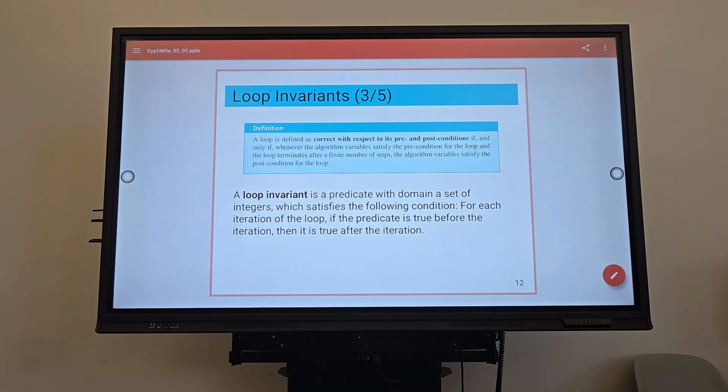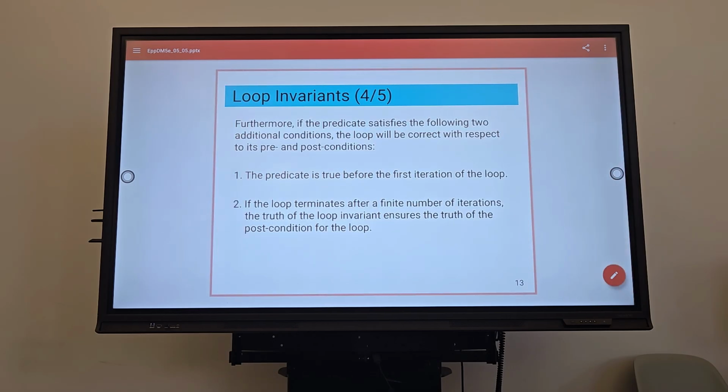The definition. A loop is defined as correct with respect to its pre- and postconditions if and only if, whenever the algorithm variables satisfy the precondition of the loop and the loop terminates after a finite number of steps, the algorithm variables satisfy the postcondition for the loop. A loop invariant is a predicate with domain a set of integers which satisfies the following condition. For each iteration of the loop, if the predicate is true before the iteration, then it is true after the iteration.